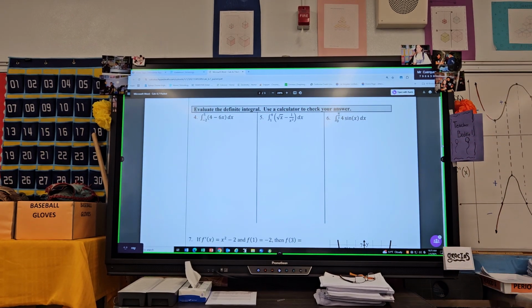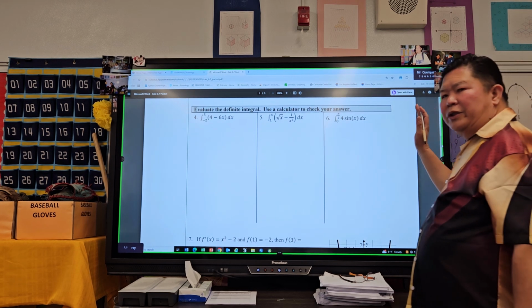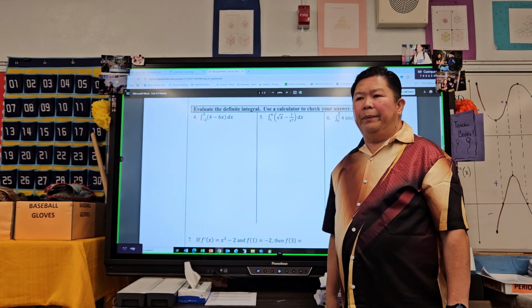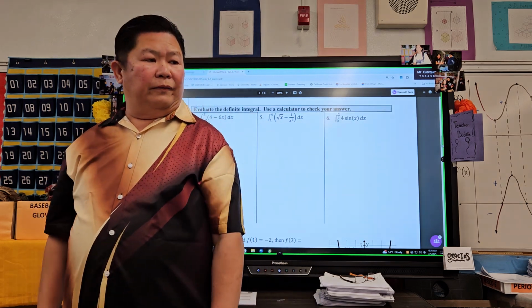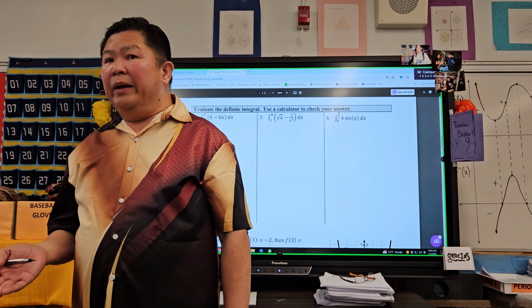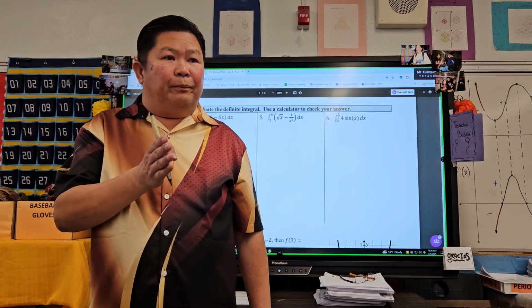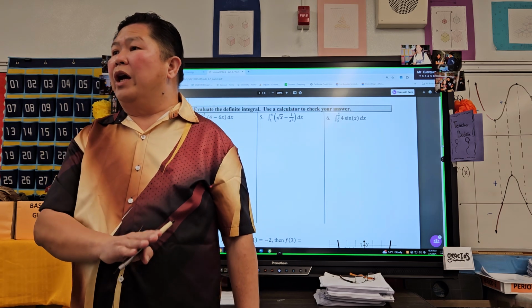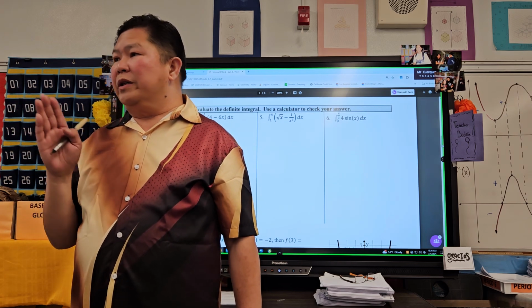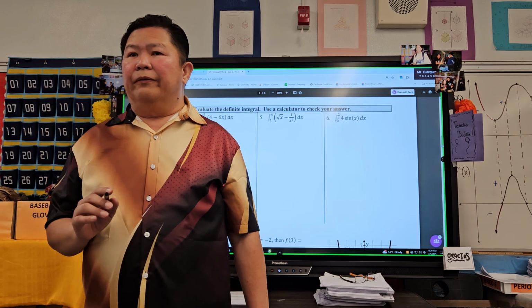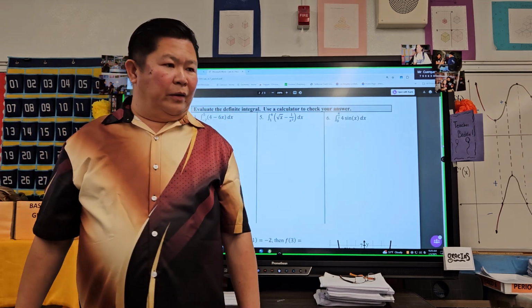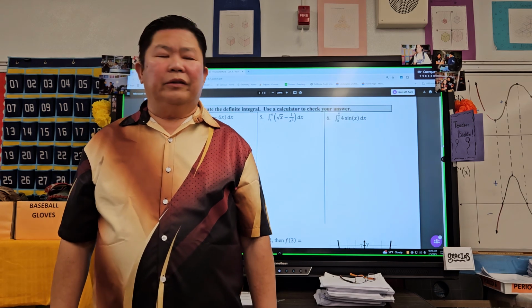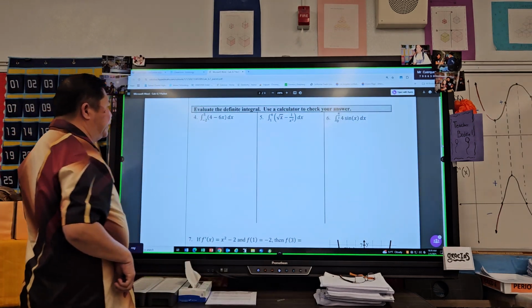So, evaluate the definite integral. Use a calculator to check your answer, but this time I don't want you to use a calculator. Don't be too dependent on your calculator, unless this is an actual AP. Part 2 of the multiple choice is calculator active, and part 1 of the free response is also calculator active. But part 2 of the free response is no longer calculator. So part 1 of multiple choice and part 2 of free response is non-calculator.